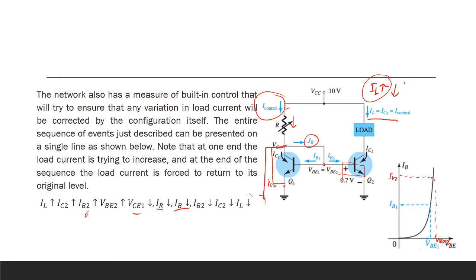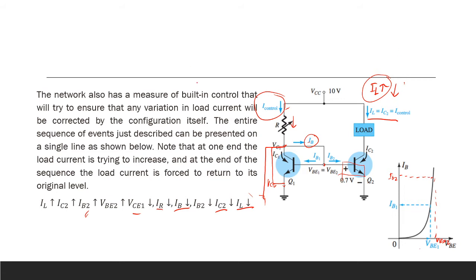And kapag bumaba yung IB2, nabanggit na natin kanina, related siya sa IC2, bababa rin yung IC2 natin. And kapag bumaba ang IC2, similar lang din naman yan kasi sa IL, so bababa rin yung IL natin. So therefore, pag tumaas yung current, automatic, ibababa niya ulit.